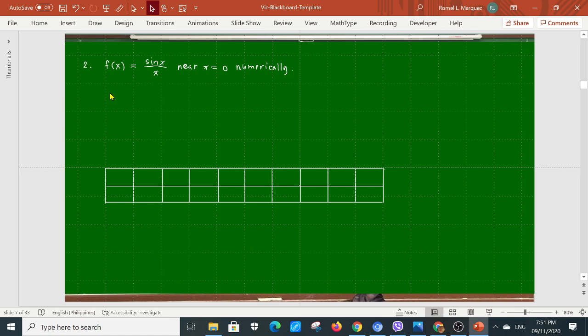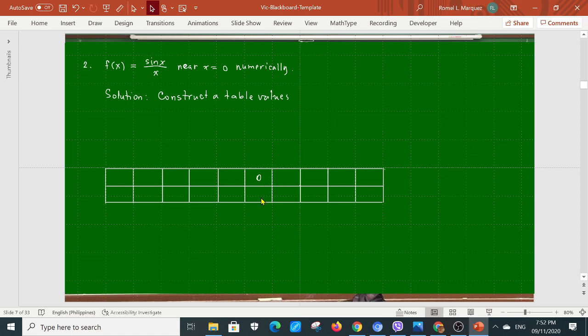So, again, we prepare a table of values, both from the left and from the right of 0. Take note that, again, we assign real values, radian measures of x. How many? 1, 2, 3, 4. Let's have 4 values also. This is the middle, where the x is approaching.